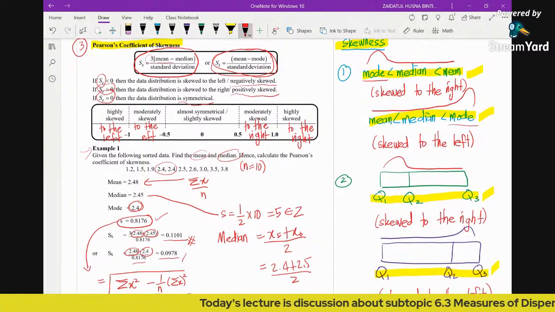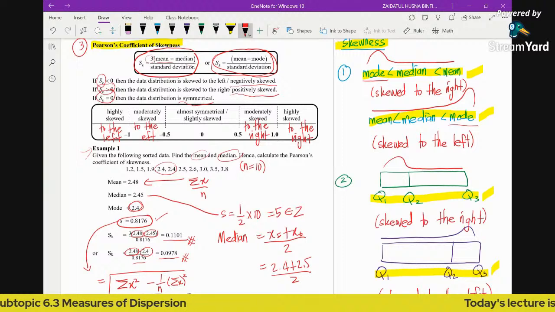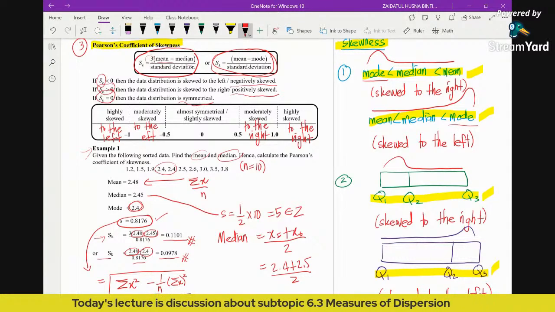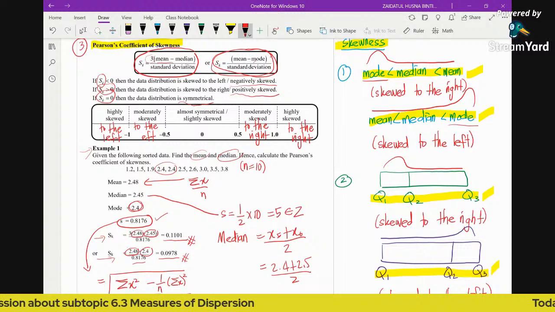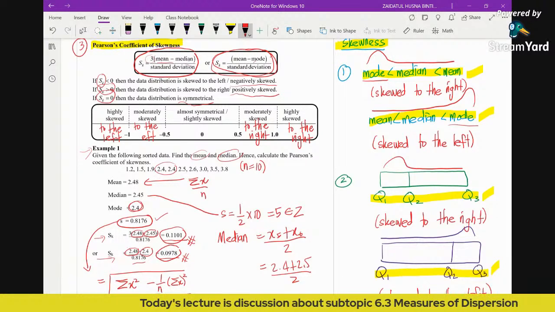You may notice that in terms of values, they may not be the same. The two values of Pearson's coefficient of skewness may not be the same, and in fact they must not be the same, because here we use the formula based on the measures mean and median, while here we use different measures, mean and mode. So for sure the values are going to be different, but they both will fall into the same category. If you have a look at these two values, both of them actually fall into this one.